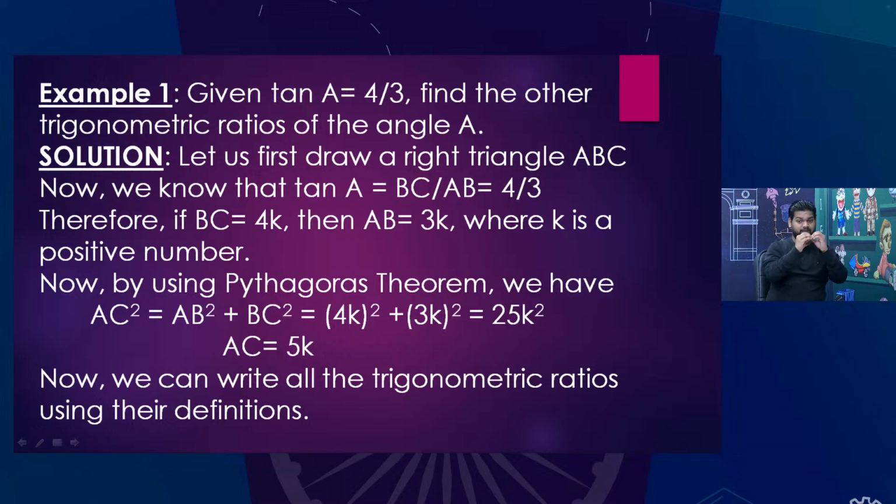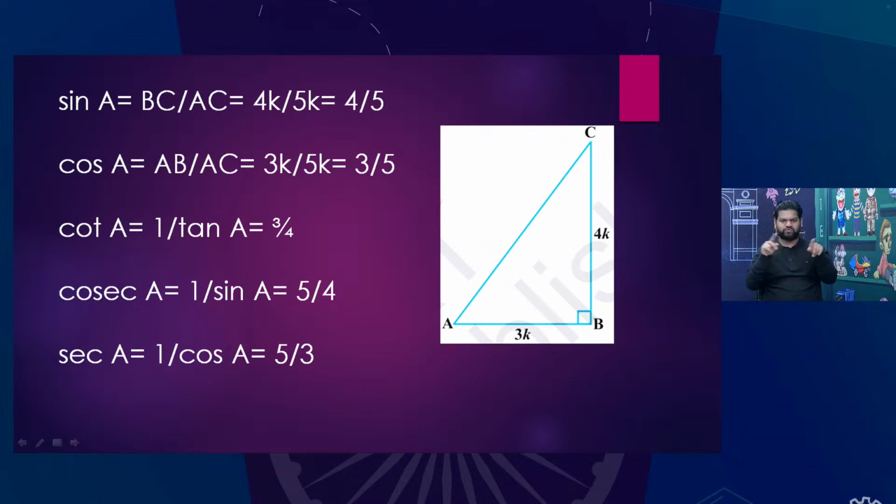Now we can write all the trigonometric ratios using their definitions. Let us try. See in this sin A, can you see the figure? We have ABC triangle in which angle B is 90 degrees, AB is 3K and BC, Kusumji, is 4K. Okay, and हमने AC अभी निकाला है, कितना था? 5K. Okay, so sin A is what? Perpendicular upon hypotenuse. So BC upon AC can be written as 4K upon 5K, that is nothing but 4 upon 5, right?